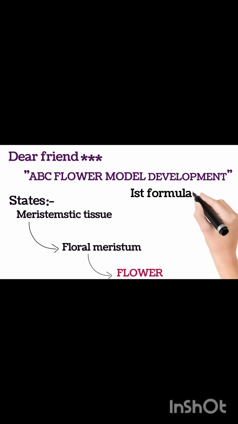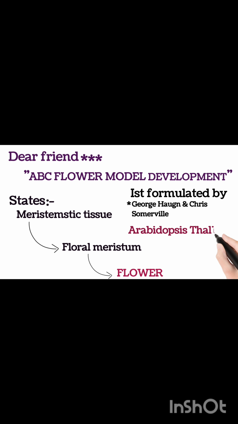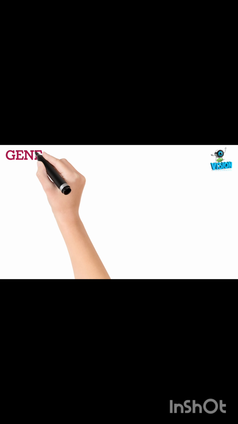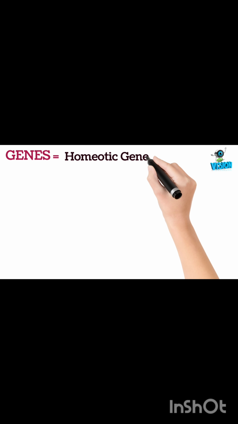This model was first formulated by two biologists, namely George Haughn and Chris Somerville, in the plants Arabidopsis thaliana and in one more plant, namely Antirrhinum majus, also called a dog flower. This ABC flower model development is a genetically controlled process. It involves a number of genes. The genes are known as homeotic genes.